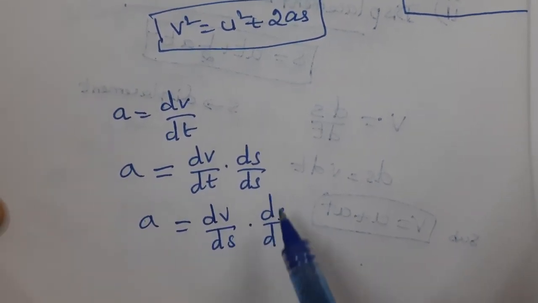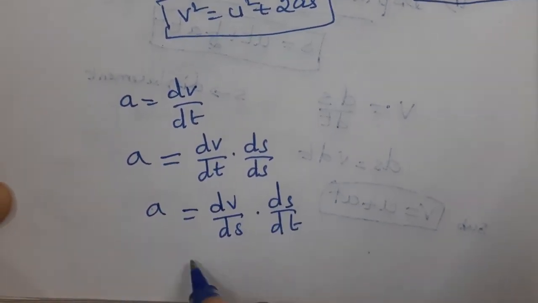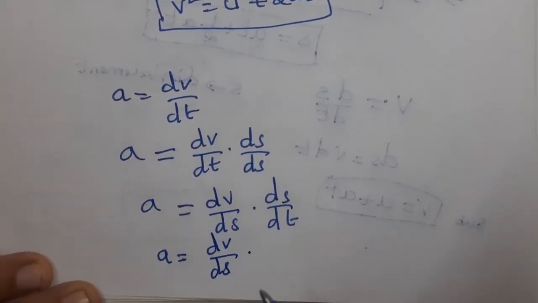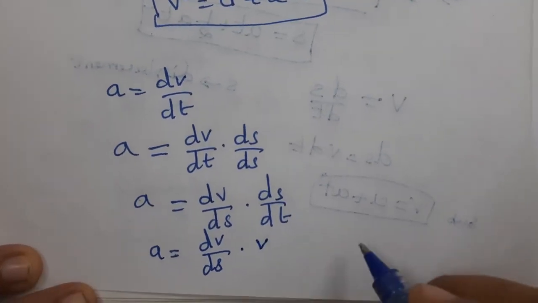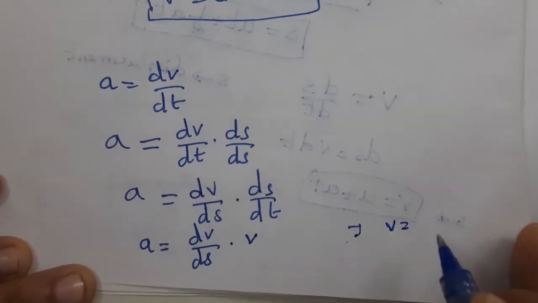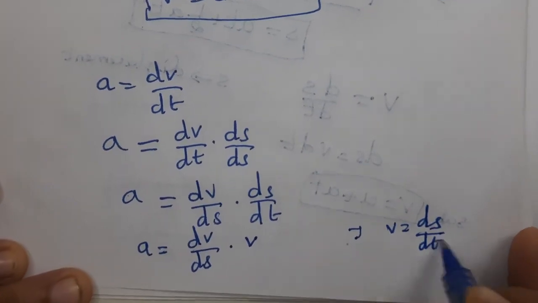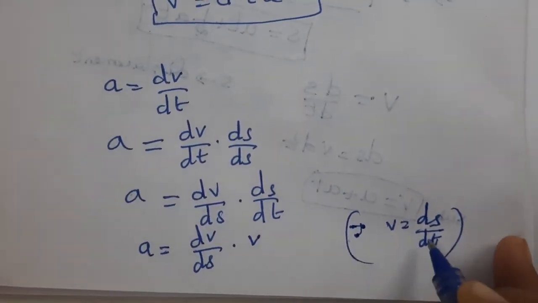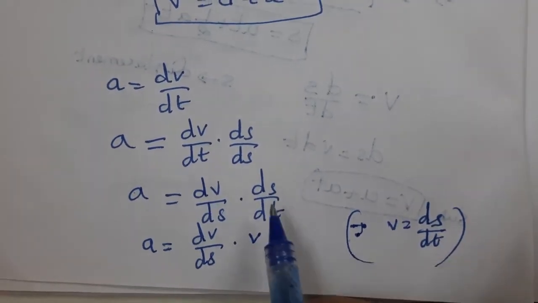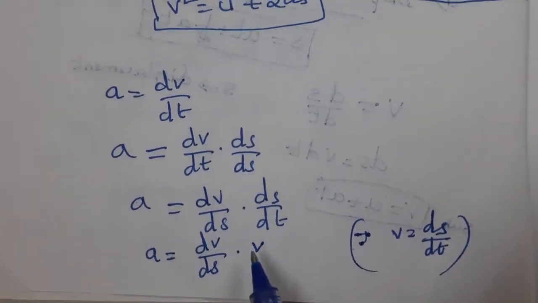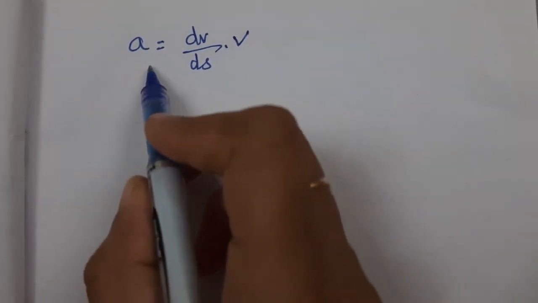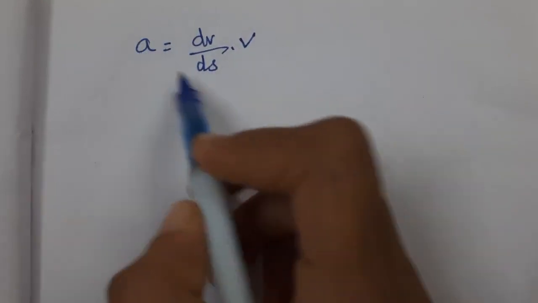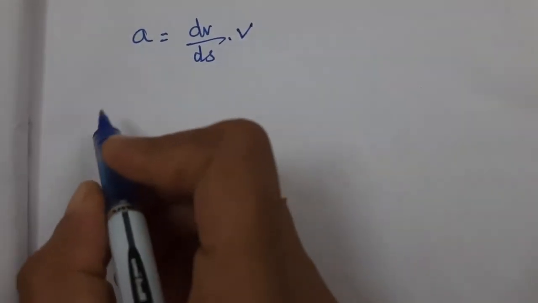What is ds by dt? It is v. So we can write dv by ds into ds by dt as dv by ds into v, since velocity is the first derivative of the displacement. So instead of ds by dt we can write v. A equal to dv by ds into v. This equation we are solving by one of the methods.